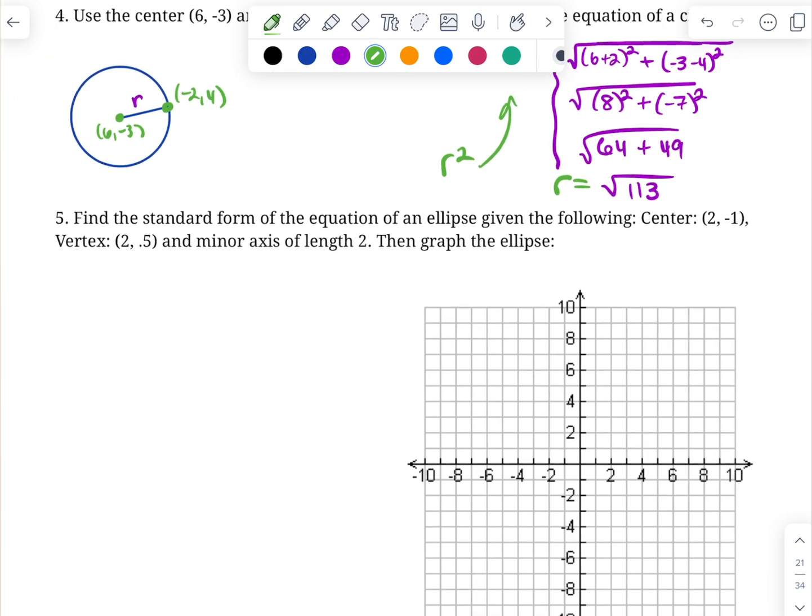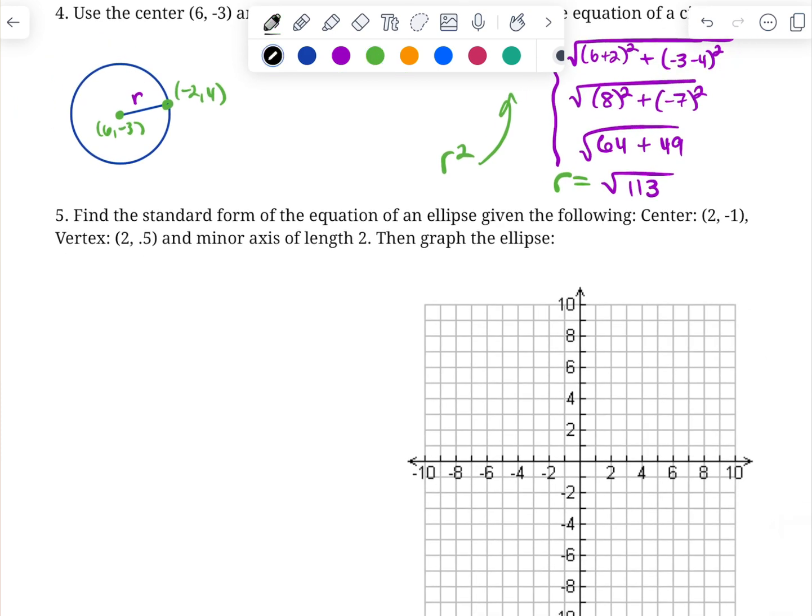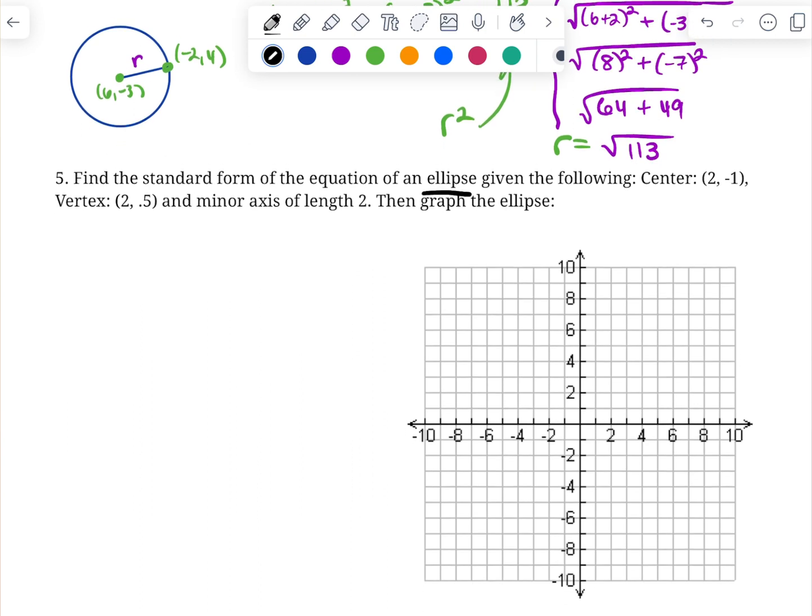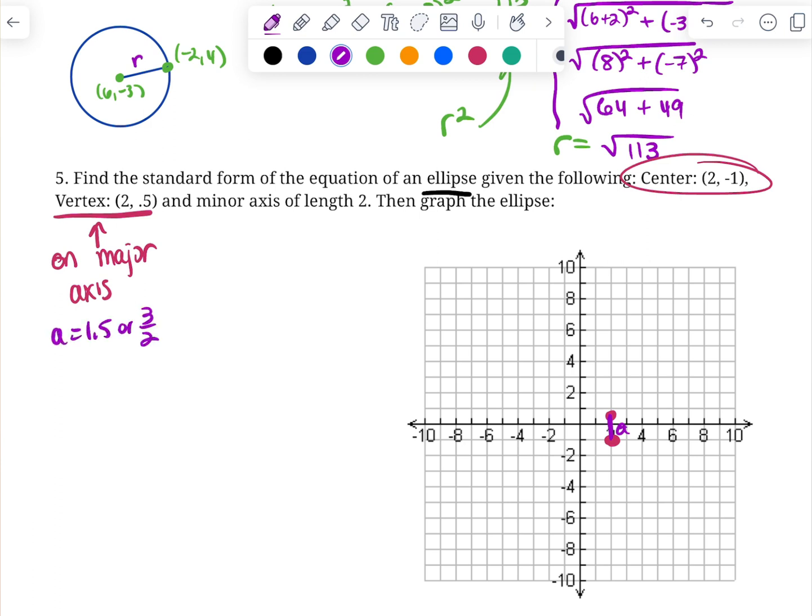All right, so moving on to number 5. Now we are being asked to do something with an ellipse. And once again, I'm going to say, draw this out. Okay, so it says our center is at 2, -1. It then says the vertex is at 2 and 0.5. Okay, now once you know a vertex, the vertex is always on the major axis. So that means that this length is A. Okay, so A equals 1.5. Or better yet, let's write that as a fraction, 3/2.